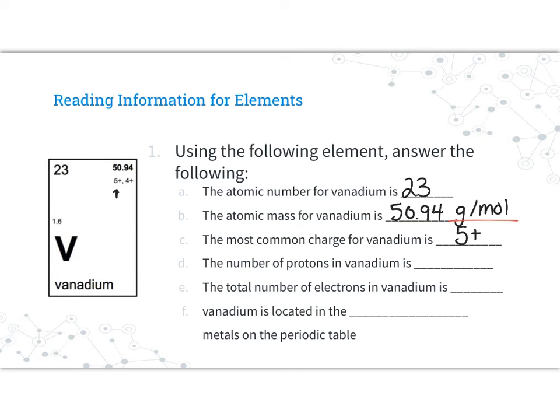So 5 plus. The number of protons in vanadium is equal to the atomic number, 23. The total number of electrons has to balance the total number of protons because protons are positive, electrons are negative, and an element is neutral. So if there's 23 positives, there's got to be 23 negatives. Where is vanadium located in our periodic table? We just kind of talked about it. Vanadium is in the transition metals. You could have also said group 5, but it was looking for that transition metal piece. Make sure you're familiar finding all of this information in your periodic table.